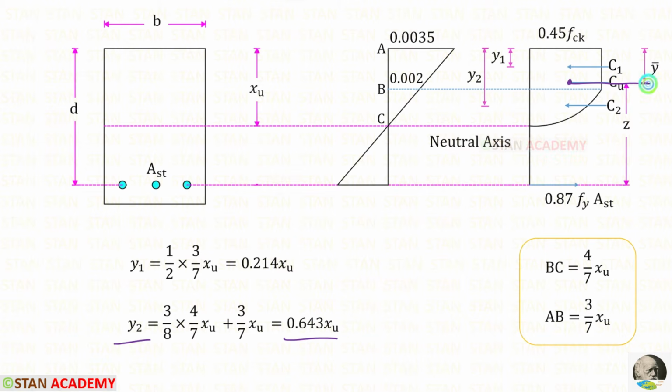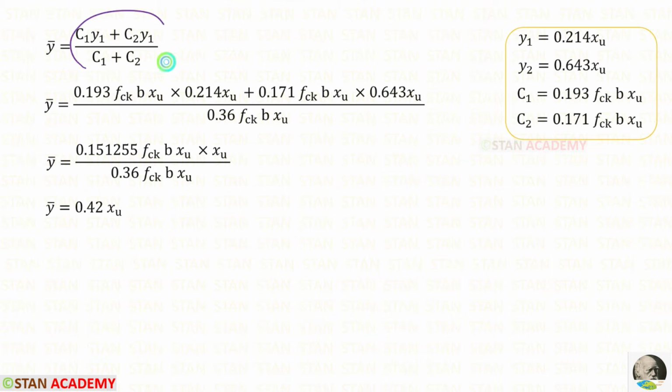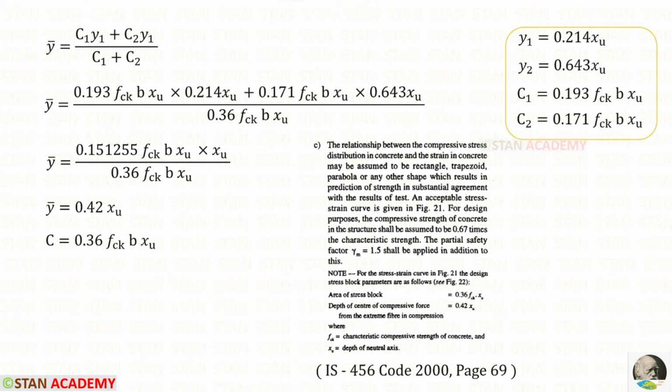Now we need to find y bar. Using this formula, we can find y bar. For that, we will get 0.42 XU. Also, we have found the compressive force. In the code book, page number 69, we can check these two.